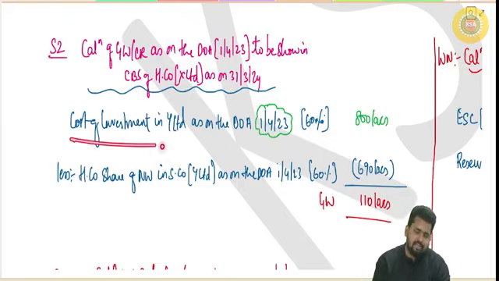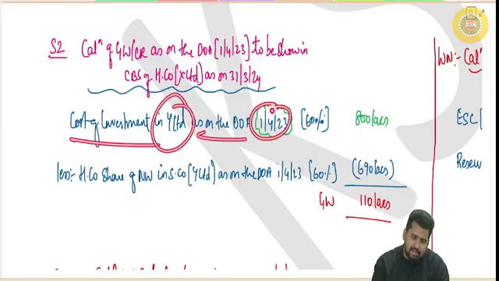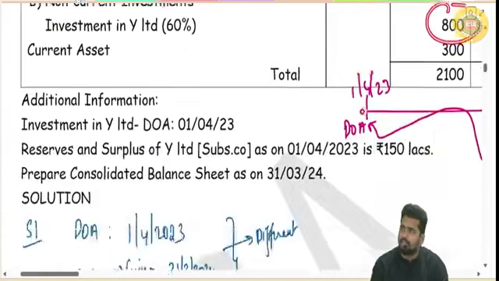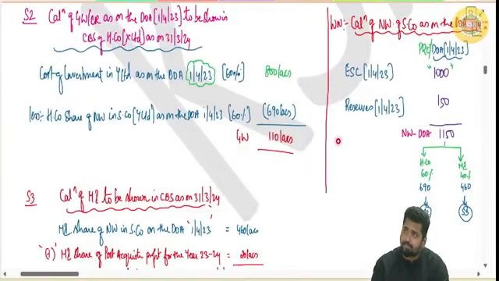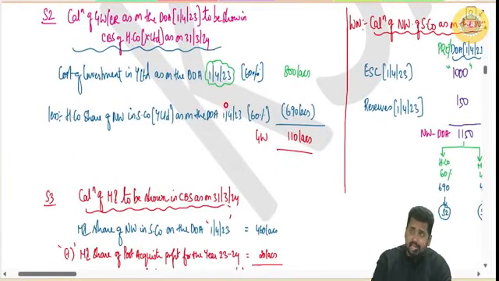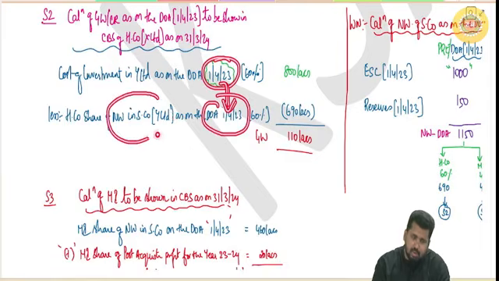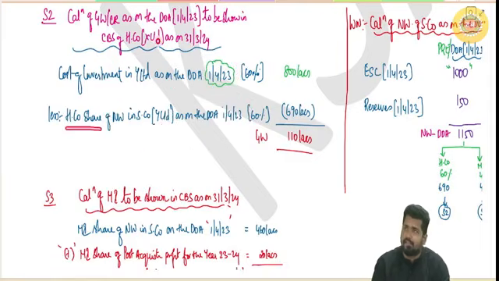Clear? Cost of investment of Y Limited as on the date of acquisition, that is on 1st April, 60%. How much have we invested as per the question? 800 lakhs. Clear? Cost of investment will be maintained at cost. Now, on the date of acquisition, 1st April 2023, first I want to know what is the net worth of the subsidiary company. In that, we have to find our share, correct? So first we have to find their net worth. In that, we have to find our share.